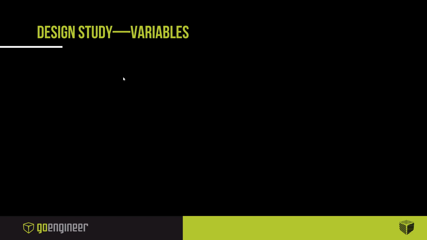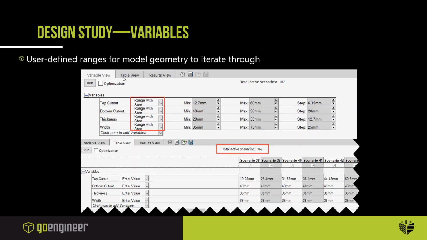Now, talking about specific features of a design study, we have a concept called variables. Think of these as your independent variables in a study, things that you can change. These are user-defined ranges for model geometry that it will then generate scenarios to iterate through, different combinations of these values to try out.